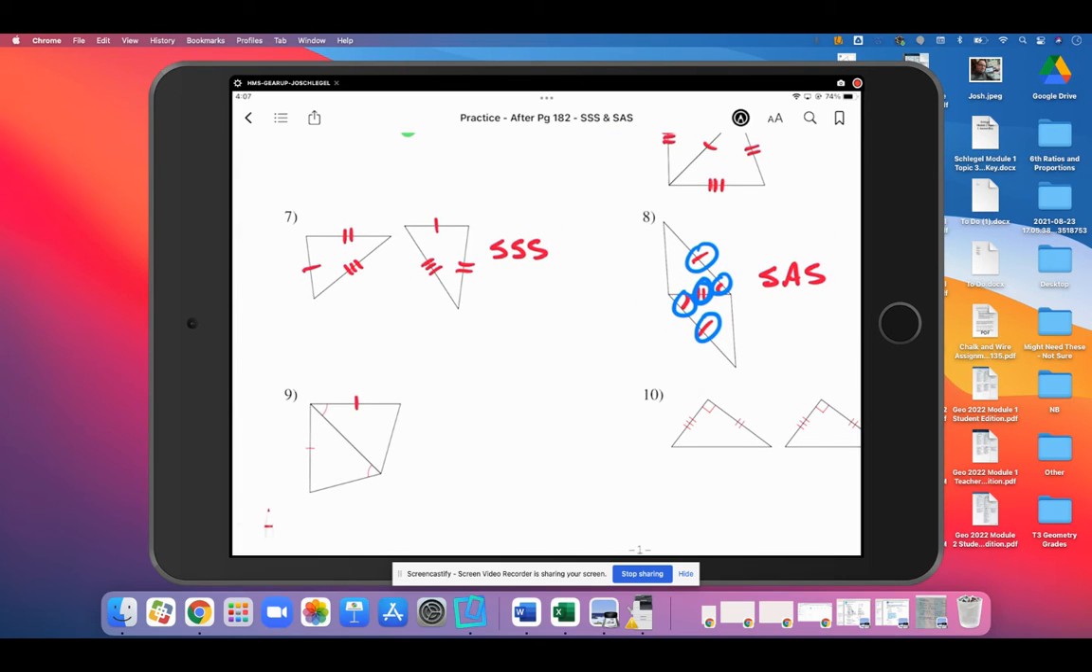Number 9, we've got a side that's congruent. We have an angle that's congruent here and here. And they do share this side here in the middle. So my gut instinct is to go side, angle, side, but I cannot. Because if I look at this, I do have a side, but I don't have that angle, and I don't have that angle. So I can't do side, angle, side for that triangle. What I can do is angle, side, side.